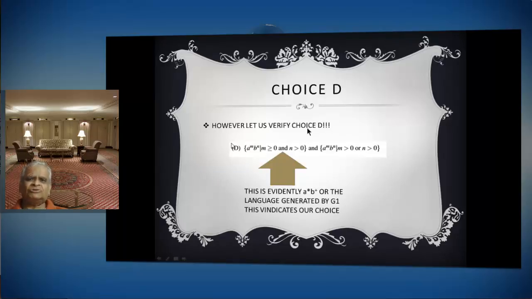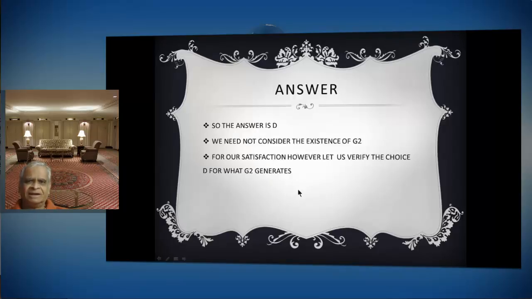Anyway, let us verify choice D. Here we have A to the M, B to the N, M greater than or equal to 0, and N greater than 0. That is, M can be 0. So we have A star B plus. To compulsorily we'll have 1 or more B's, B plus, 0 or more A's, A star B plus. This is a language generated by G1. So this indicates our choice that D may be correct. So in our case, we did not consider the existence of D2.